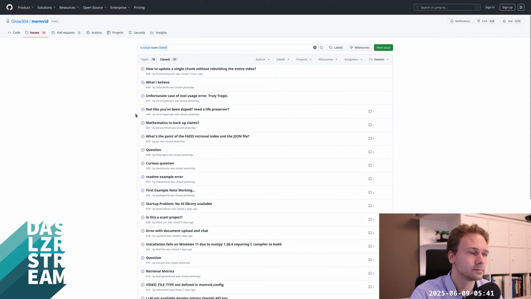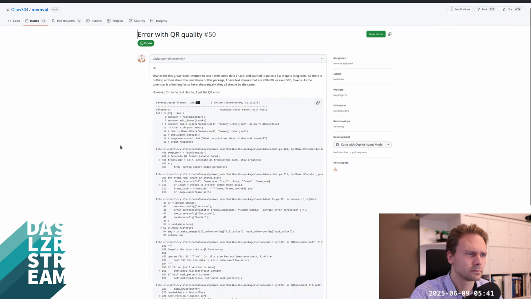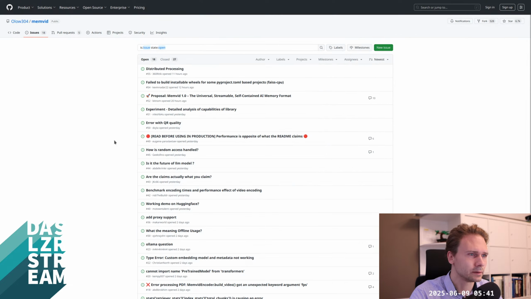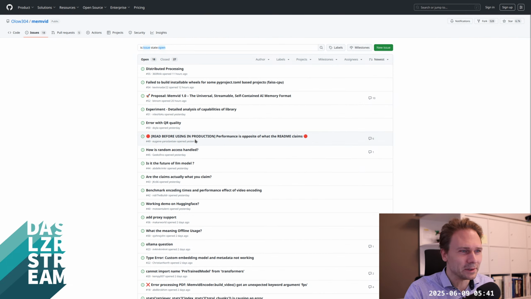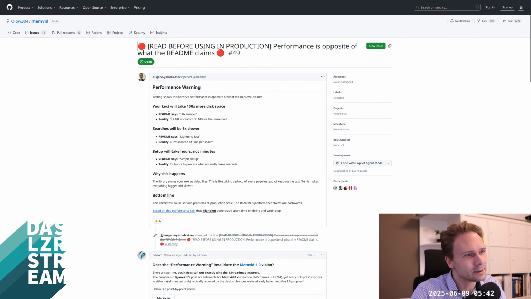Sad. It's so sad. People actually finding real errors here. Look at that. Before using in production, performance is the opposite of what the README claims. Testing shows that lab performance is the opposite. README says 10% smaller, it's larger. Searches take 43 milliseconds.